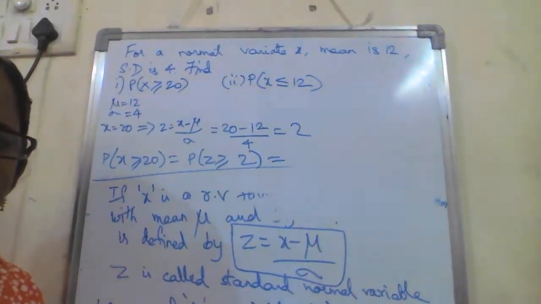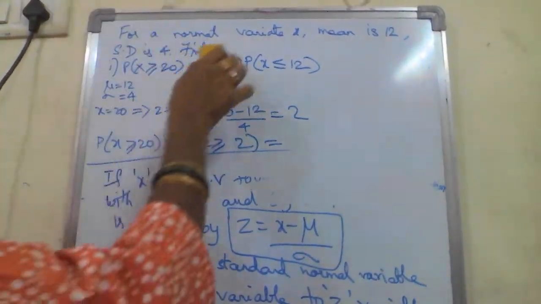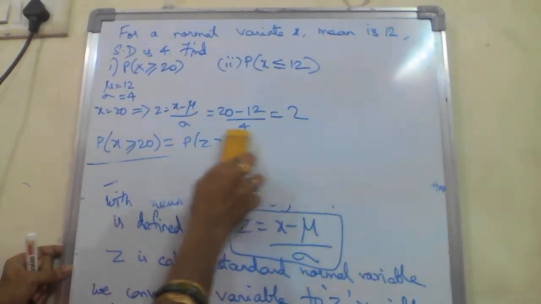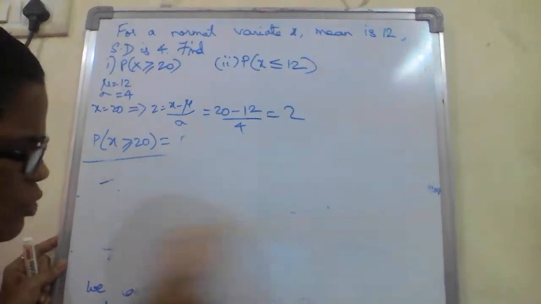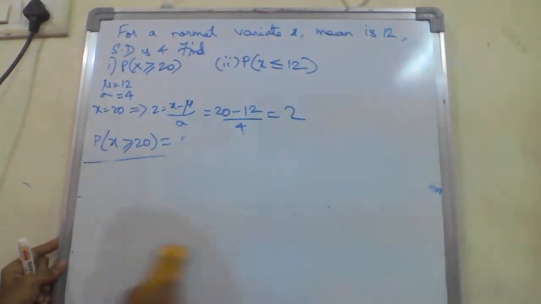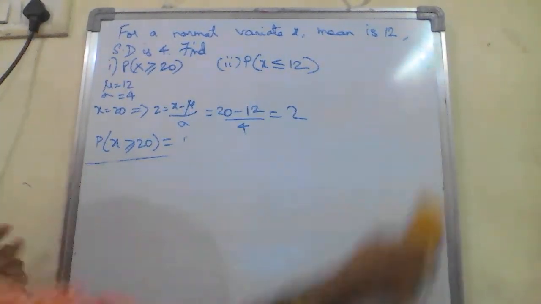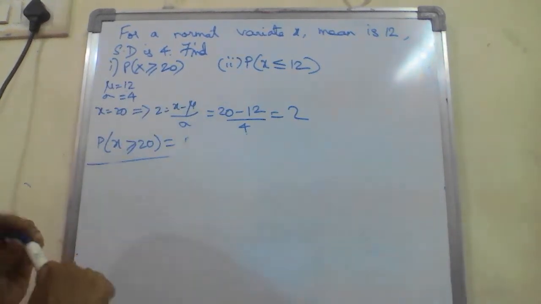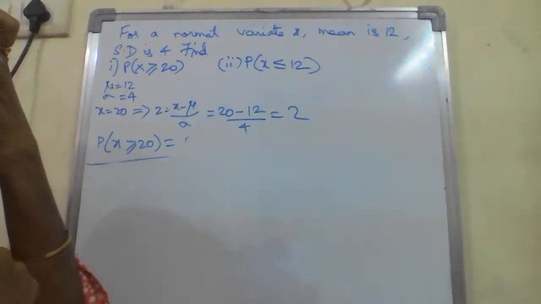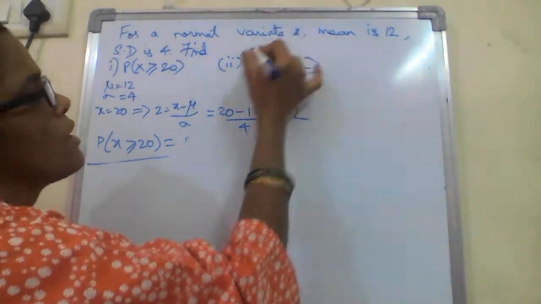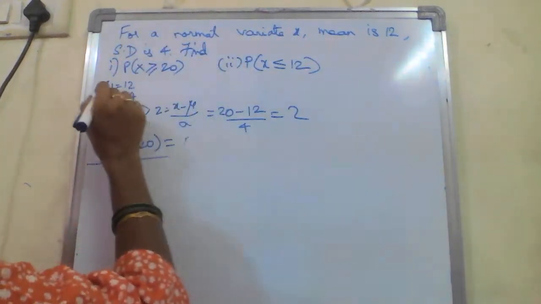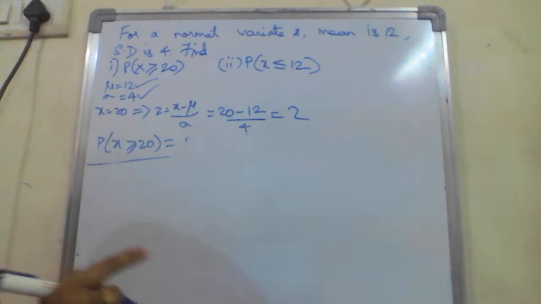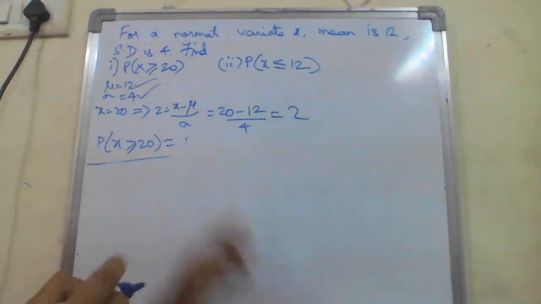The problem is given as: for a normal variable x, mean is 12, standard deviation is 4. You have to find the required probability, that is the probability of x greater than or equal to 20. I told you for a normal distribution you require two parameters, the mean and standard deviation. The mean is given as 12 and standard deviation is 4, so using these two values we have to find the required probability.